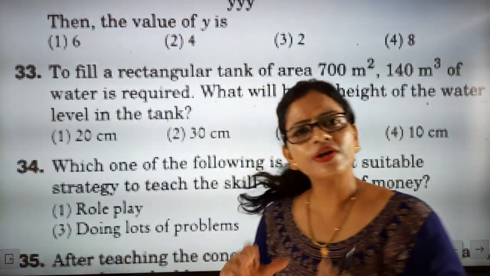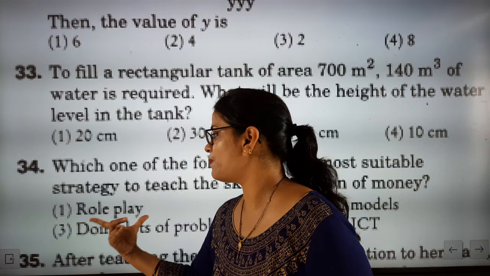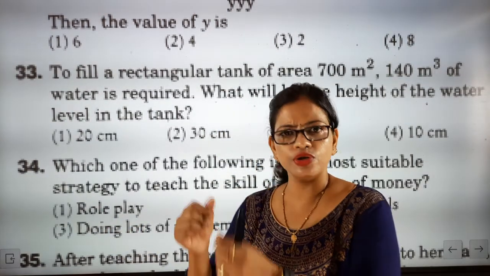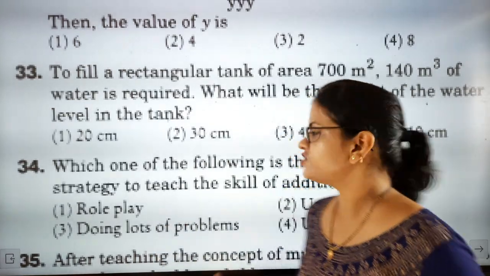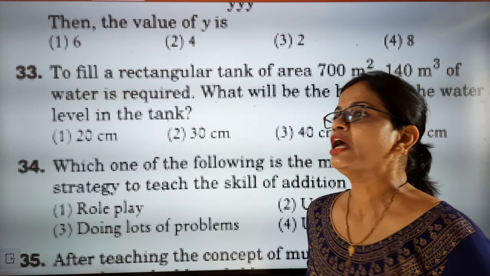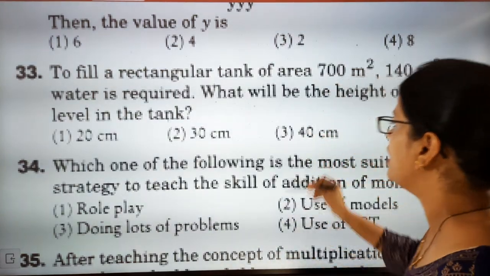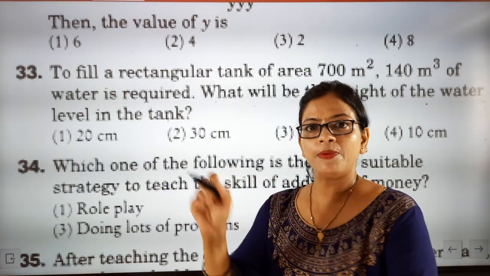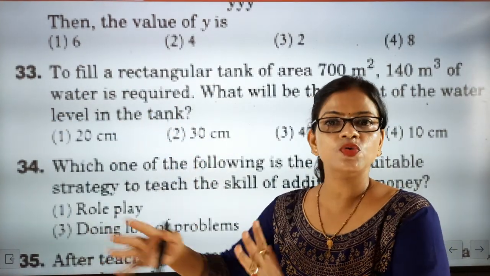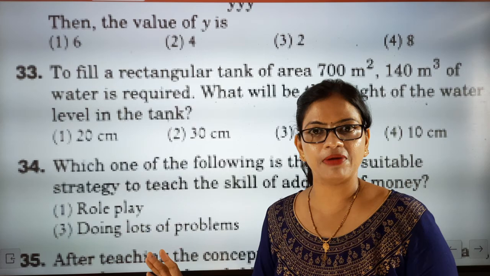Then there, what does a teacher have to do? She has to apply role play. She has to apply use of models. Models means what? She is going to use some tools here. Doing lots of problems means you will give the child questions to solve, like 5 rupee 50 paise plus 3 rupee. You have to give so many questions so that the child will understand money problems.